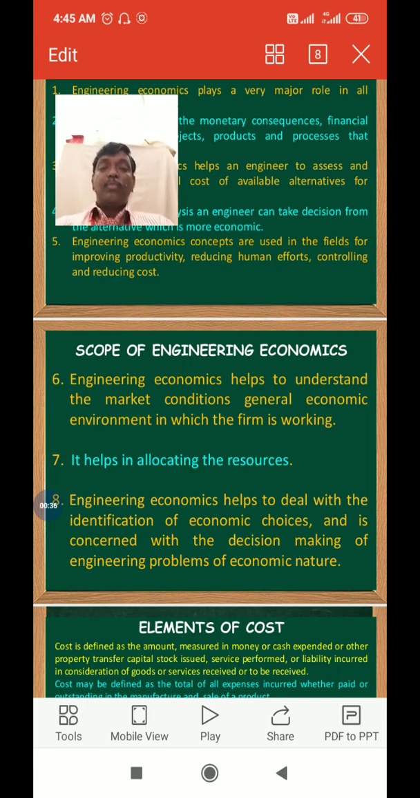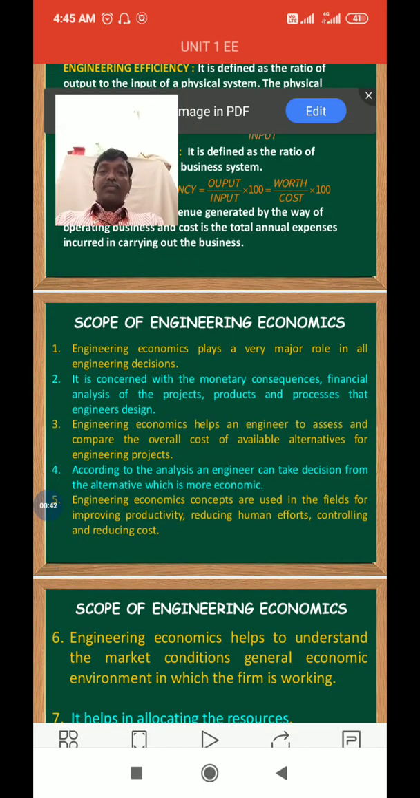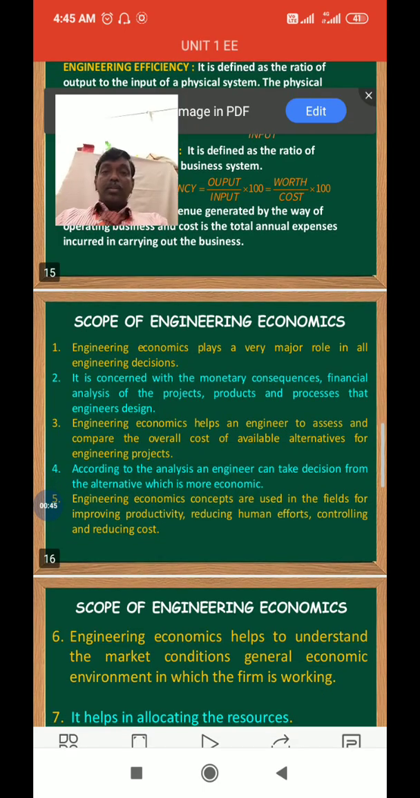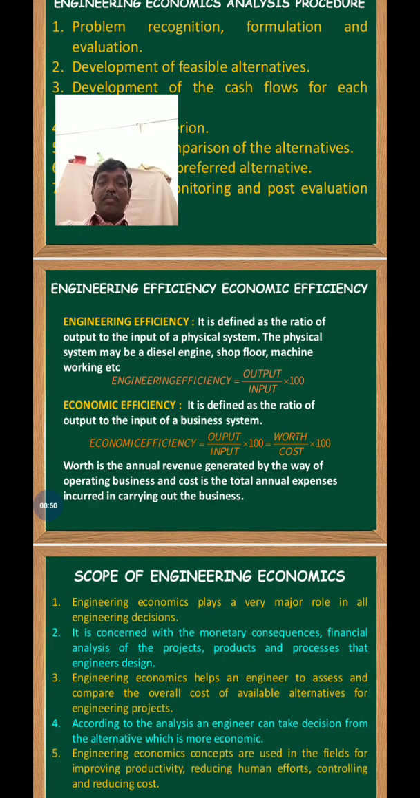The scope of engineering economics. In the previous class we discussed engineering efficiency and economic efficiency. What is meant by engineering efficiency? It is defined as the ratio of output to the input of a physical system. That means it is very related to our mechanical engineering stream. That means output by input into 100. We already learned this in thermodynamics and thermal engineering also.